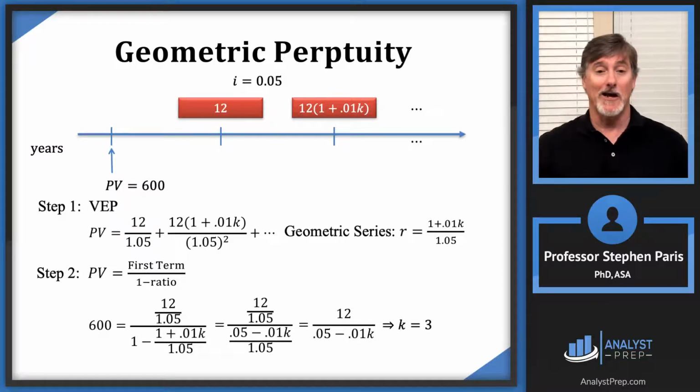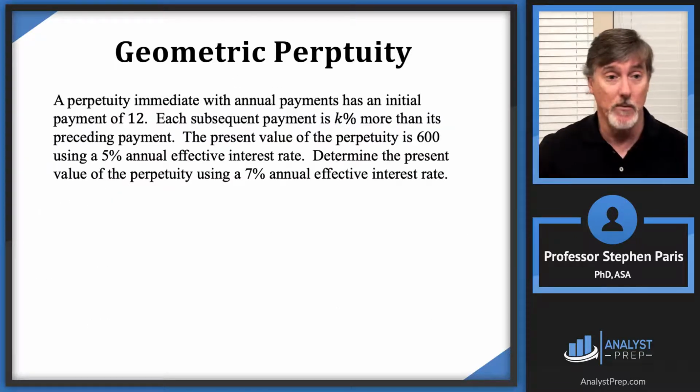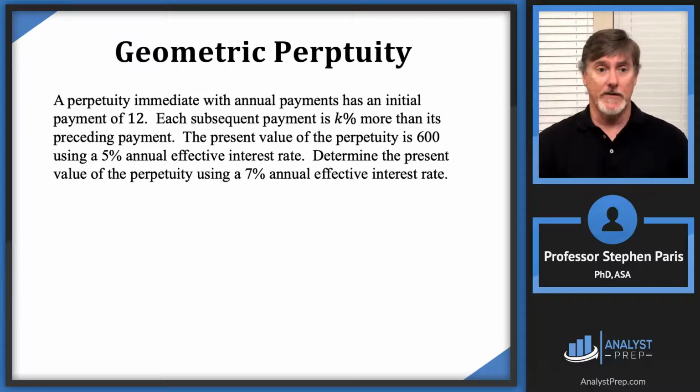Now, we're not done yet. Keeping in mind that we just found that k is 3, go back to the original problem. It says we've got this perpetuity immediate with annual payments, with an initial payment of 12. Each subsequent payment is k%, and now that I know k is 3, each subsequent payment is 3% more than its preceding payment. The present value of 600 using a 5% rate is not really needed anymore. That was the extra piece of information I needed to get k. So now it's just to determine the present value of the perpetuity using a 7% annual effective interest rate.